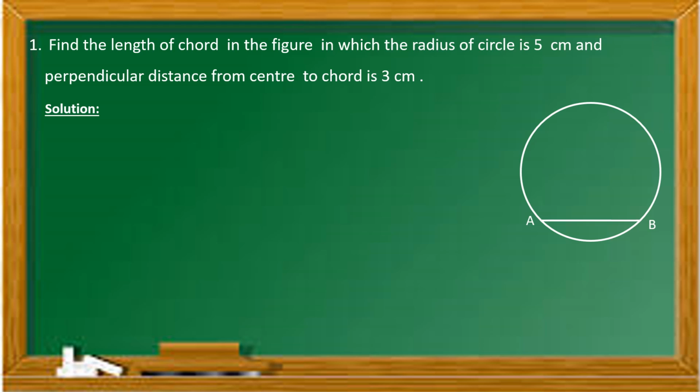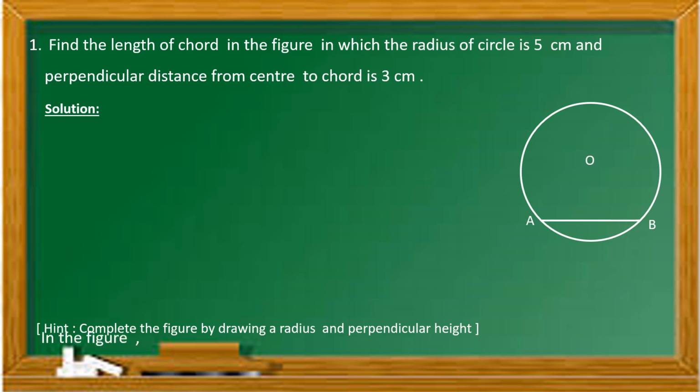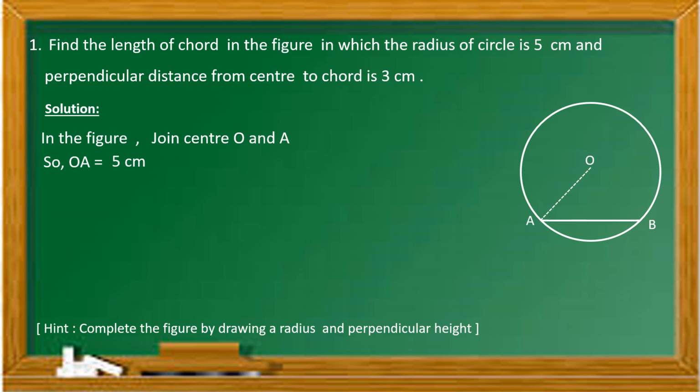Okay, I will give a clue. Before doing this, let's complete the figure. That is, complete the figure by drawing a radius and perpendicular height. How will you draw the radius? You have a circle center with you and you have the chord. So, in the figure, join center O and A. So, what will be OA? Radius of the circle, isn't it? Okay. Then, what about perpendicular height? So, OA will be 5 cm. Then, what about the perpendicular height?